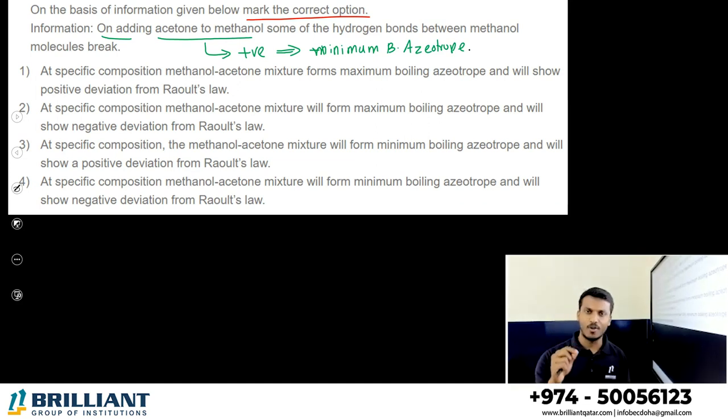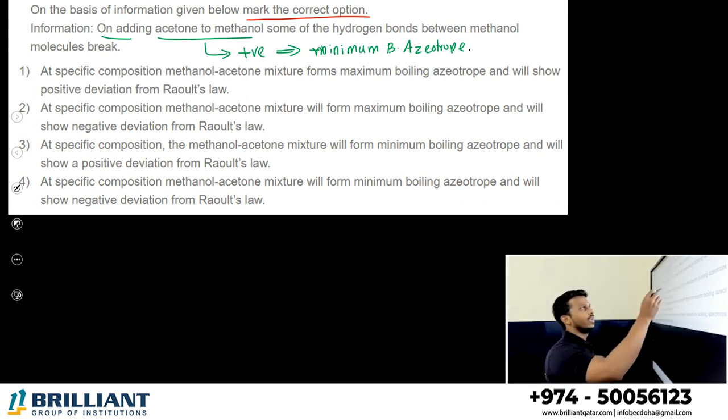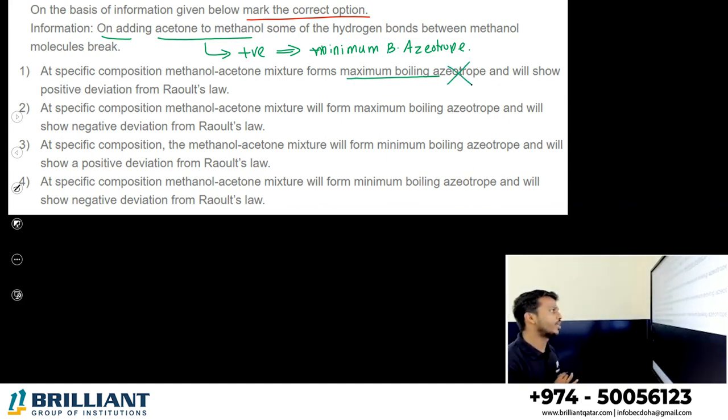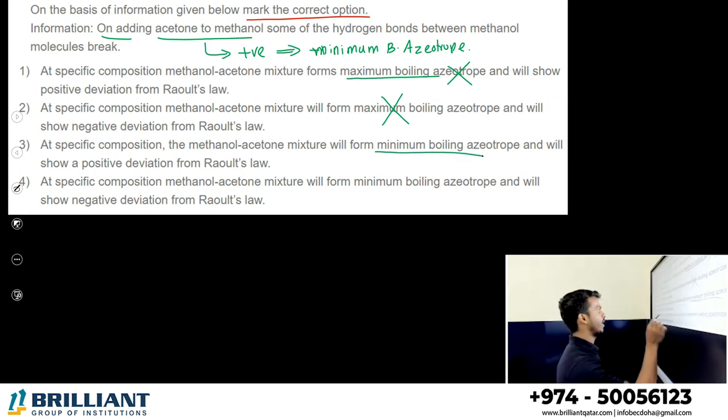Positive deviation can form minimum boiling azeotrope. Negative deviation will form maximum boiling azeotrope. So they say it is forming maximum boiling. No. At a specific composition, methanol acetone will form maximum boiling azeotrope, will show negative deviation. No, but that's not maximum boiling, it's minimum boiling. At a specific composition, methanol acetone mixture will form minimum boiling azeotrope and will show a positive deviation. Yes, everything is matching. Option C is correct.